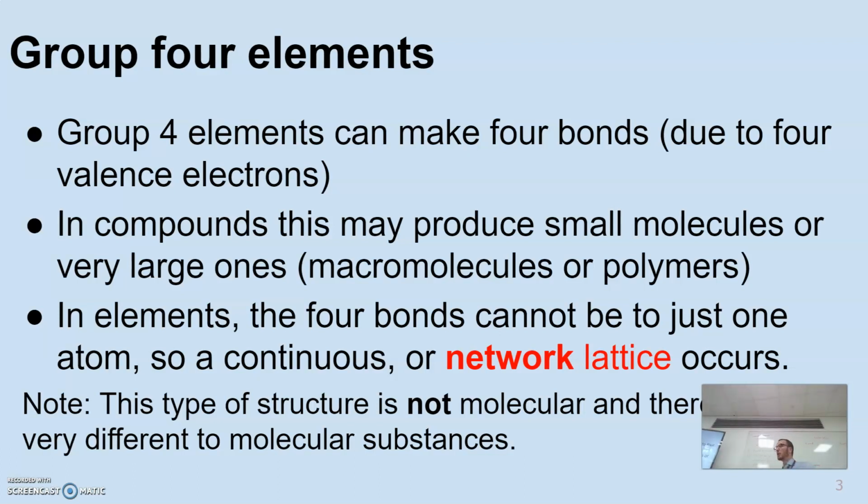Compounds may produce small molecules that we're looking at the start of term, or very large ones. So the shape of molecule, VSEPR theory around the central atom and so on. So they're small molecules. By definition, molecule means discrete unit. So lattices, there's no definitive end. Now we can produce really, really large molecules. So macromolecules, things like DNA, it's still discrete. It has a definitive number of atoms. Or polymers, it can be thousands and thousands of atoms long.